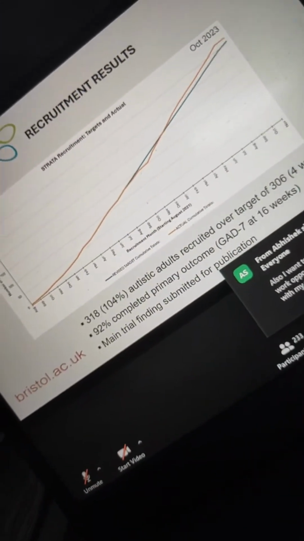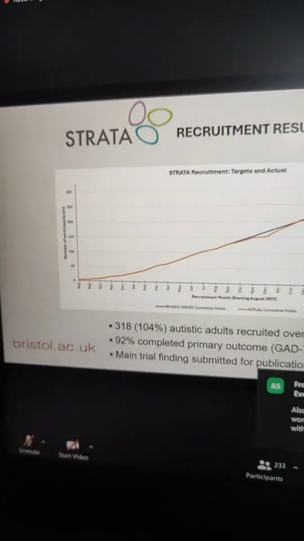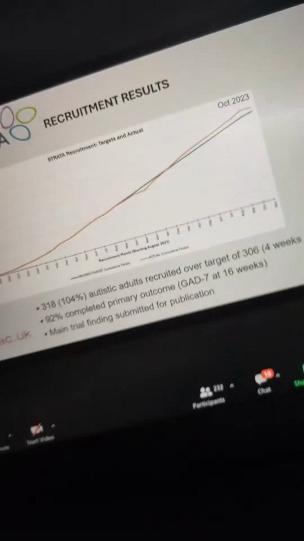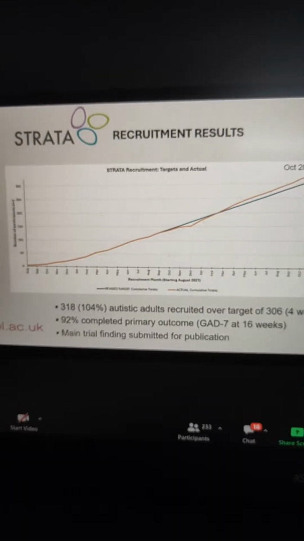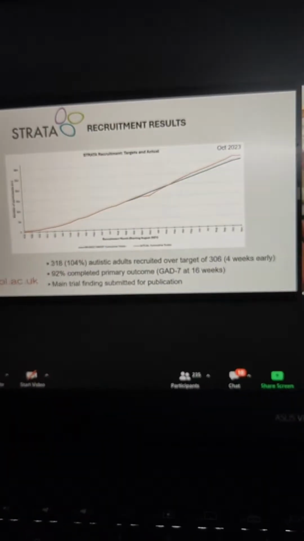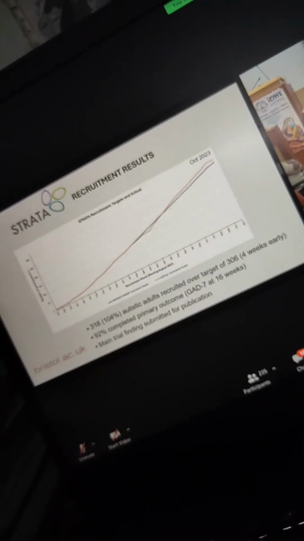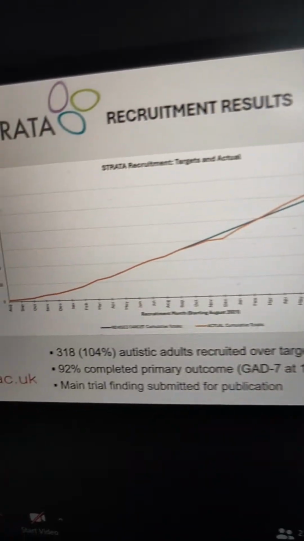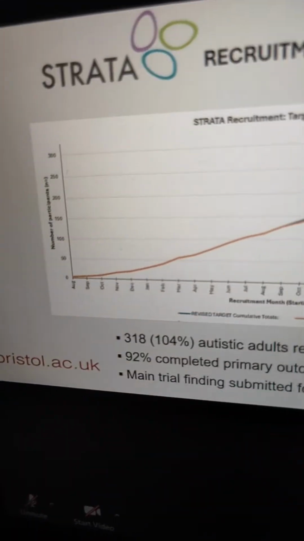This was our recruitment graph, which we're very proud of. So the blue line is the target. This was revised very early on because of our delays with COVID. And our orangey red line is our actual recruitment. So we were on target, a very slight dip, and then smashed it. We over-recruited early, which for this trial was pretty phenomenal.